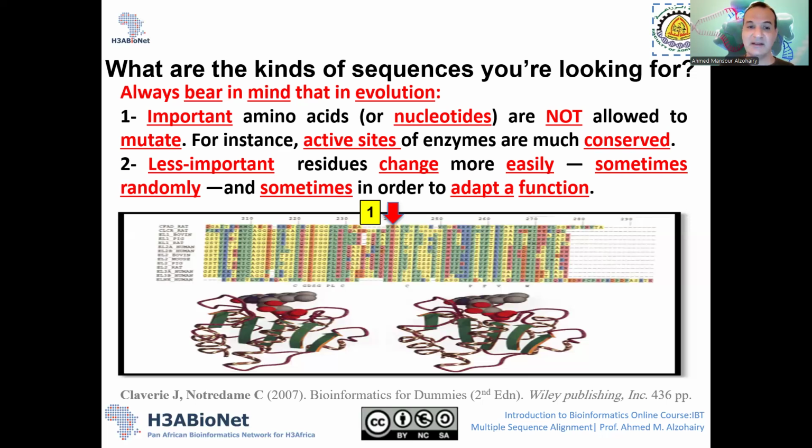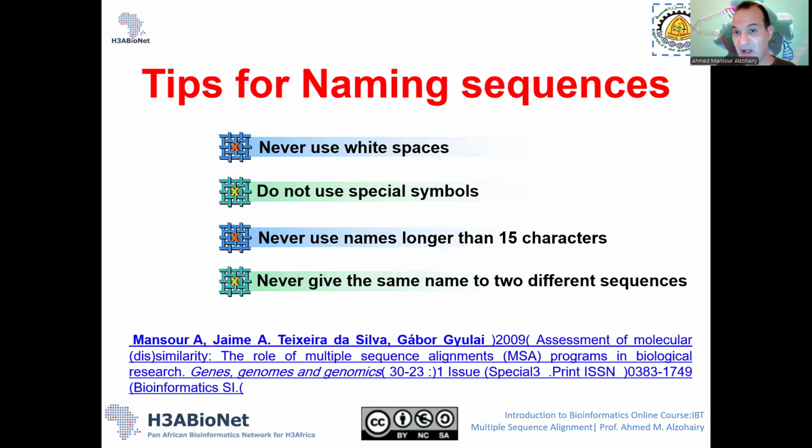Because sometimes there could be active sites for proteins, for example, and the less important positions are always the ones that easily change. So when you are looking at a multiple sequence alignment, always try to focus on the positions that are less degenerate. I mean, which are mostly conserved.